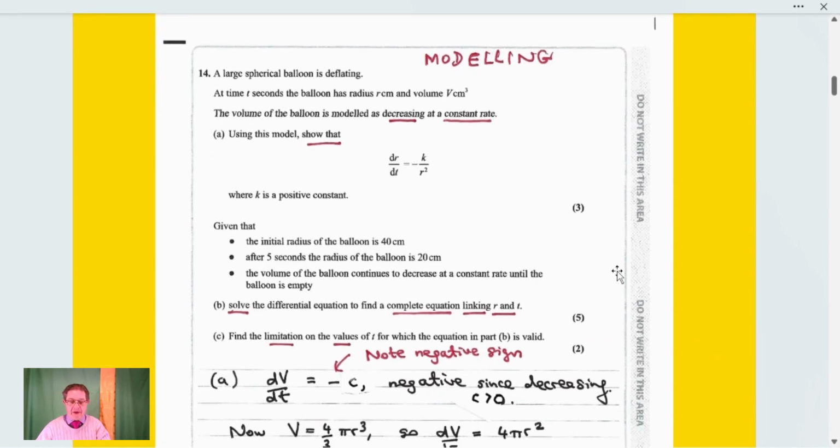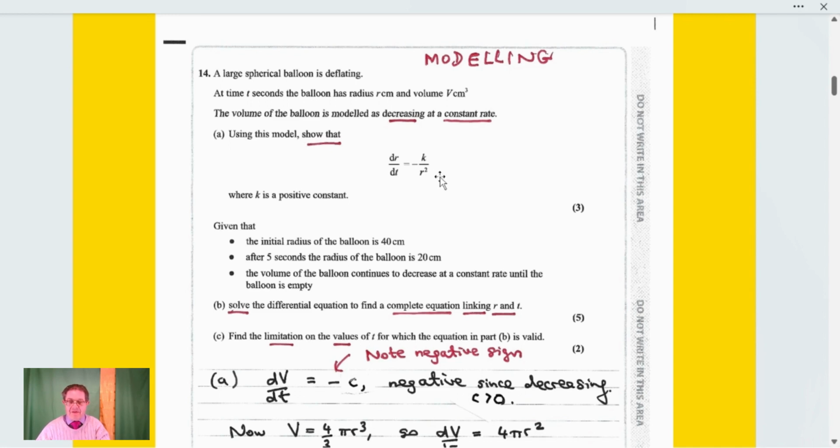Question 14 is a modelling question. A large spherical balloon is deflating. We have time t seconds, radius r, and volume v. The volume of the balloon is modelled as decreasing at a constant rate. Using this model, show that dr/dt equals minus k over r squared.